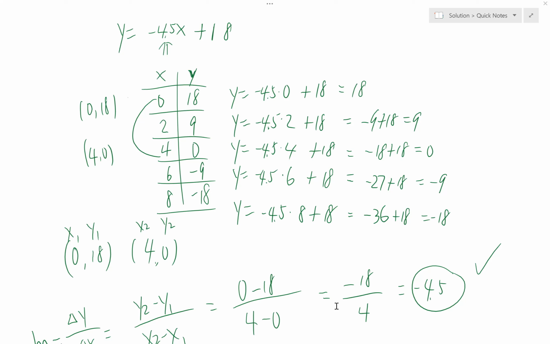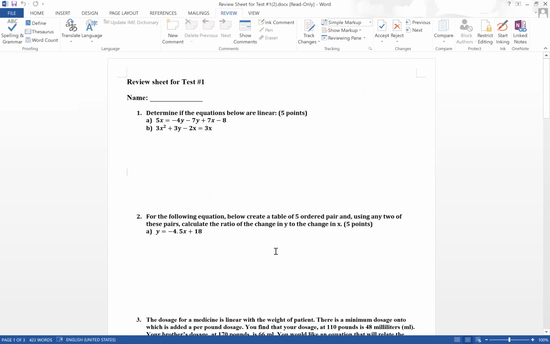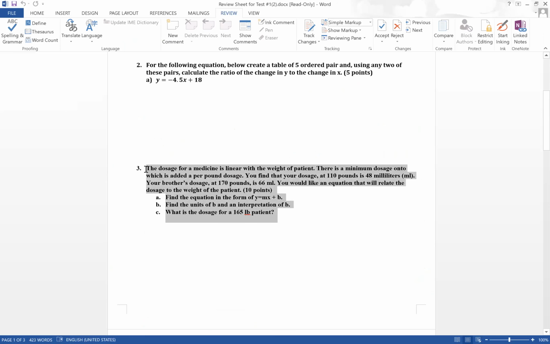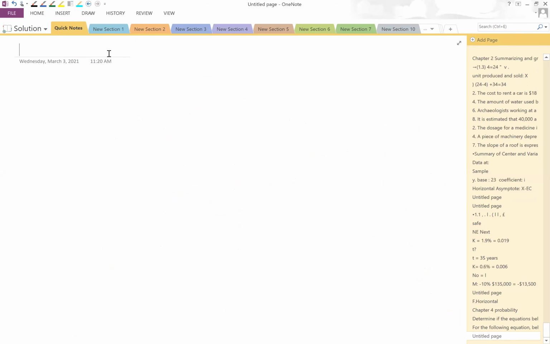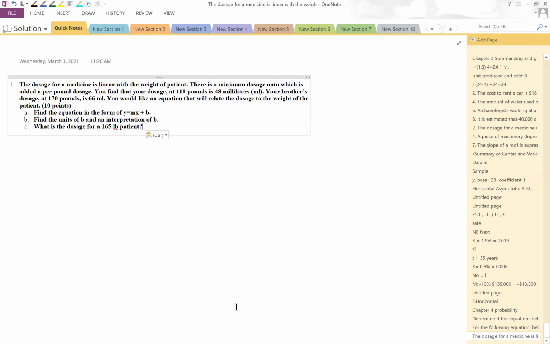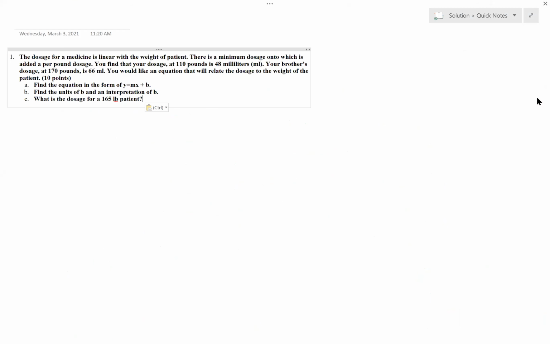Okay, and that's question number 2. It's fairly straightforward. Okay, now let's look at question number 3. It's applying the linear equation, linear model, in this dosage case. Okay, so the dosage for a machine medicine is linear with the weight of the patient. Okay, there's a minimum dosage onto which is added a per pound dosage.